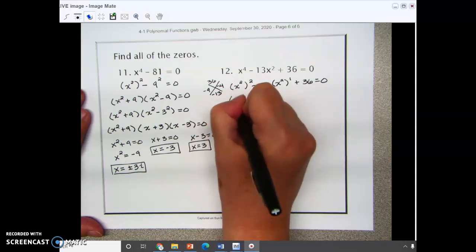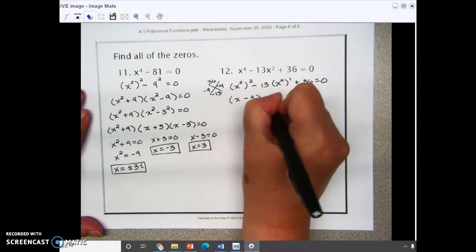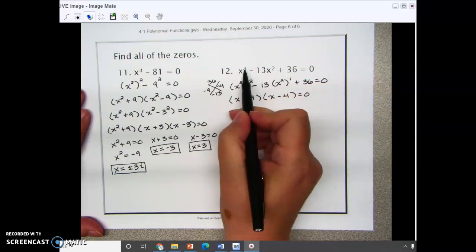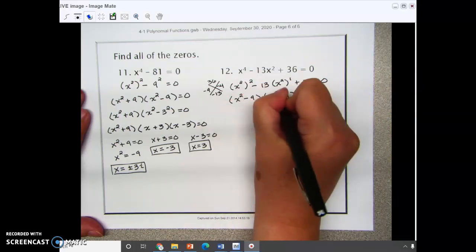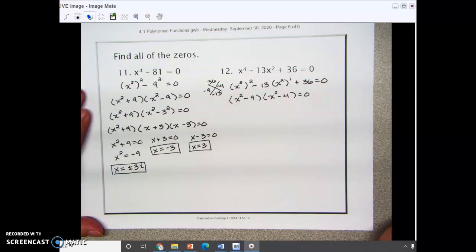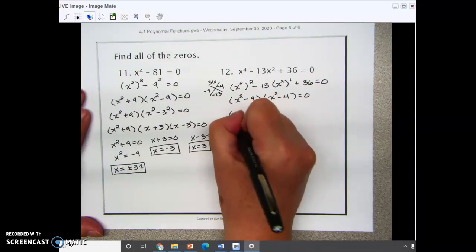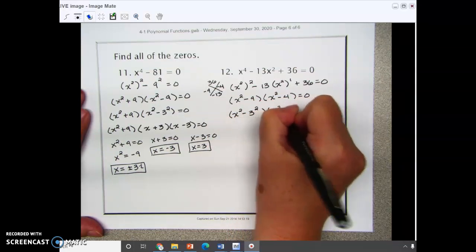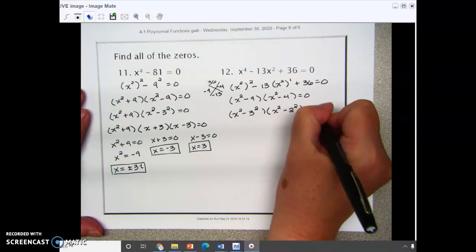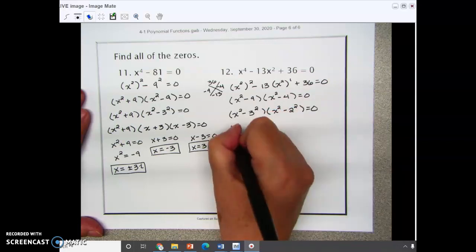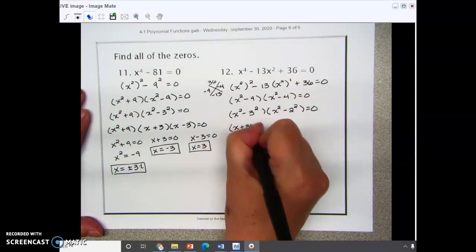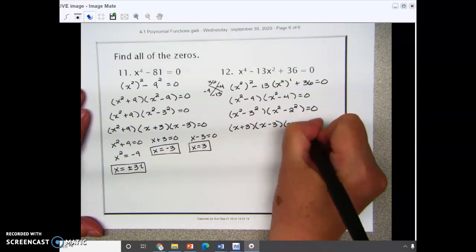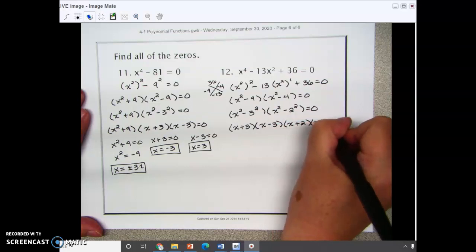But when I factor, instead of saying x minus 9 and x minus 4, remember we said double that exponent, so it's going to be x squared minus 9 and x squared minus 4. So this is going to be x squared minus 3 squared times x squared minus 2 squared is equal to 0. So that's going to give me x plus 3 times x minus 3 and x plus 2 times x minus 2.